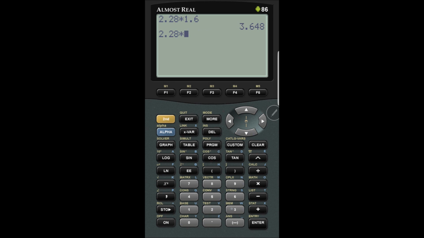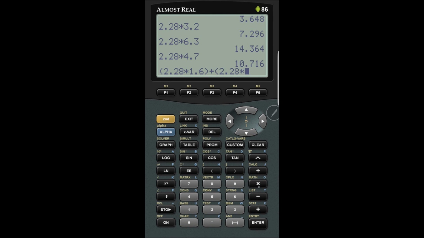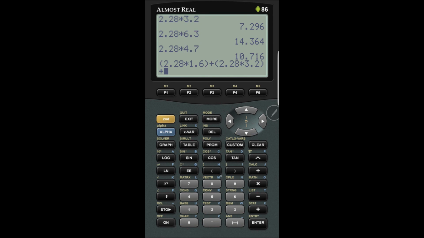So 2.28 times 1.6 and times 3.2, 2.28 times 6.3, and 2.28 times 4.7. So let's add those numbers up. Actually, let's make this easier on ourselves and just put it all in one place. So I'm going to put open parentheses, 2.28 times 1.6, close parentheses, plus open parentheses, 2.28 times 3.2, close parentheses, plus open parentheses, 2.28 times 6.3, close parentheses, and last one, plus 2.28 times 4.7.